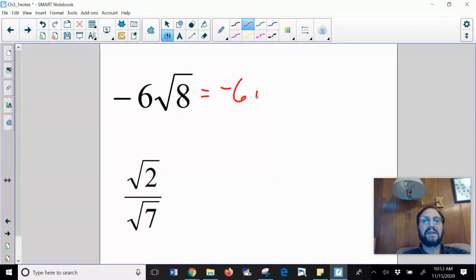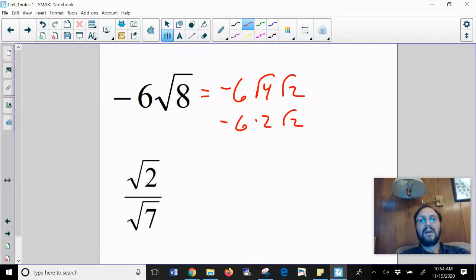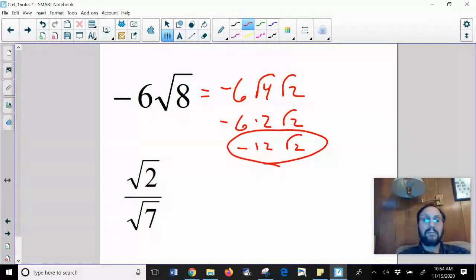So negative 6 times the square root of 4 times the square root of 2. Negative 6 times 2, because 4 times 2 is 8, and 4 is a perfect square. 4 is on the list, right? So I can simplify to this thing here. And this one, the answer is the square root of 14 over 7.